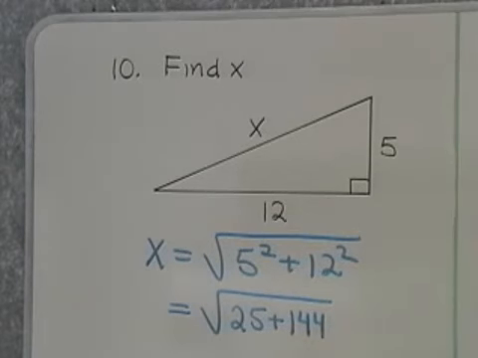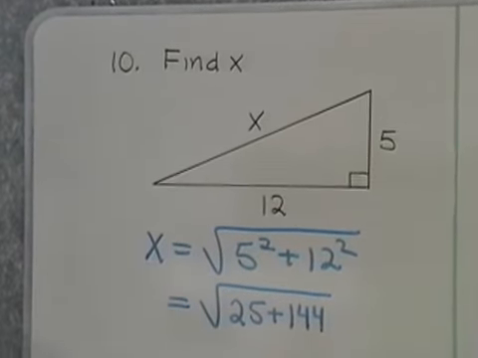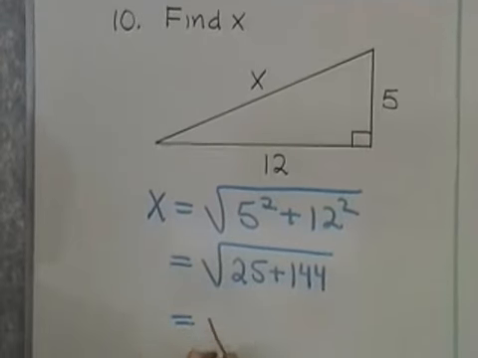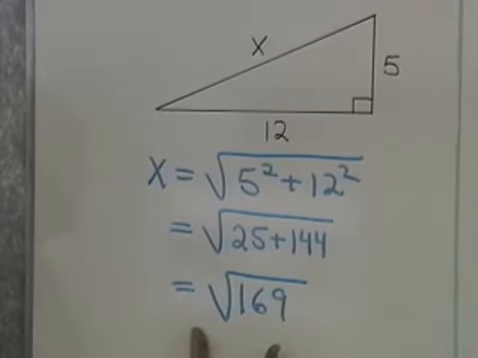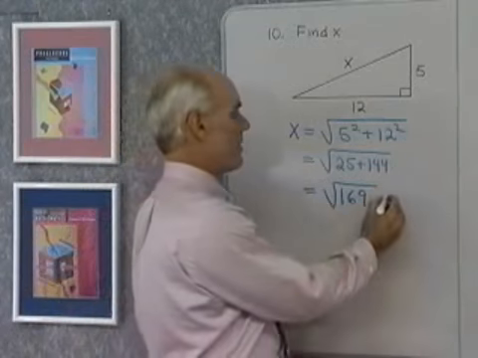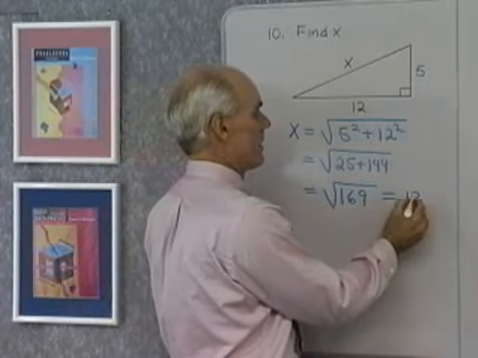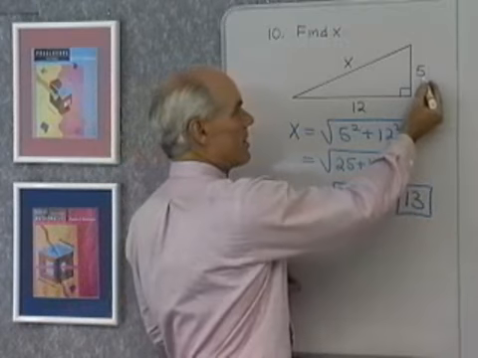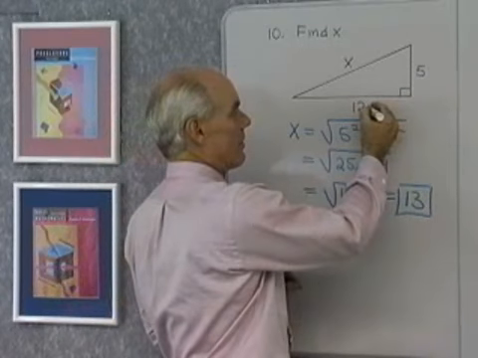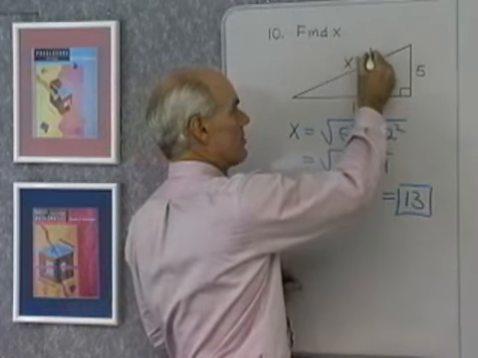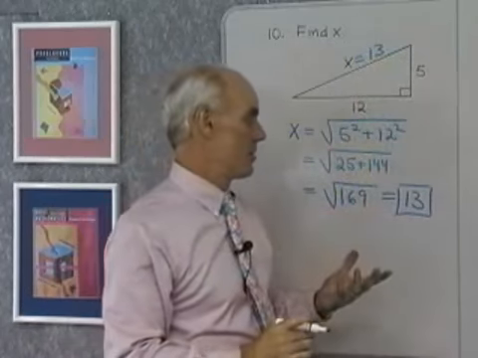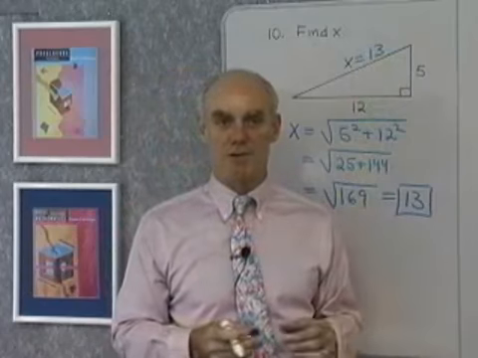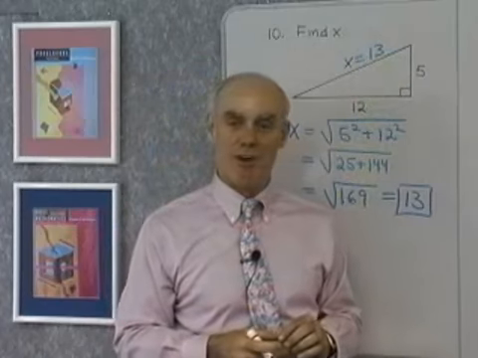144. So I have 25 plus 144. If I add those up, I get the square root of 169, and the square root of 169 we know to be 13. So if one side is 5, the other side is 12 in a right triangle, then the hypotenuse must be equal to 13 according to the Pythagorean theorem. So the Pythagorean theorem is a theorem that's been around for 2,000 years that involves a square root.